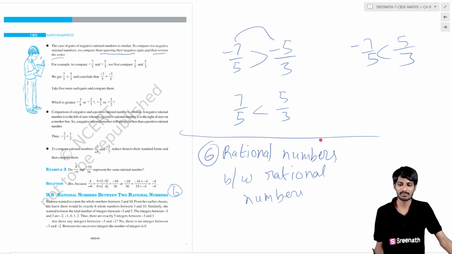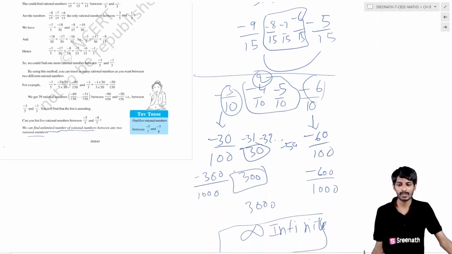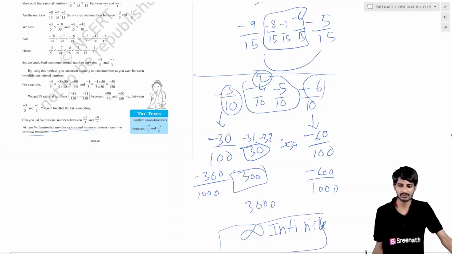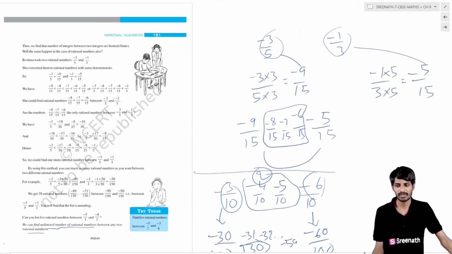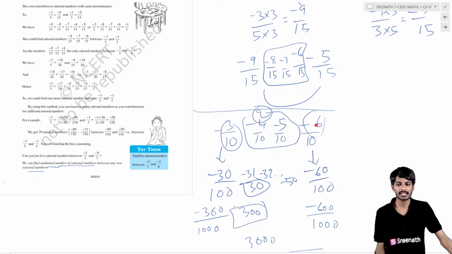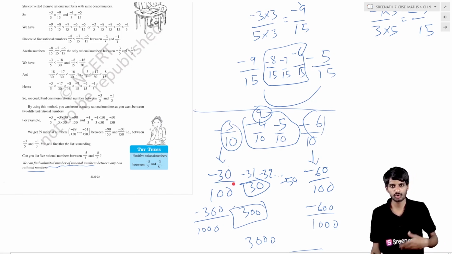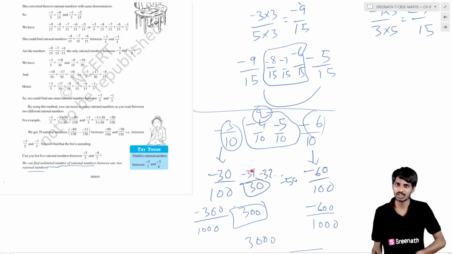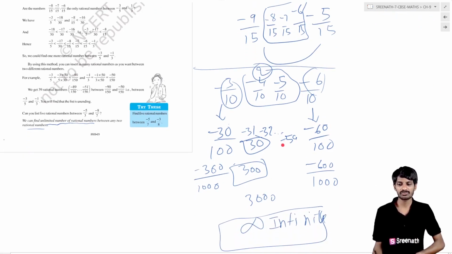And the sixth topic is rational numbers between rational numbers. We can find infinitely many rational numbers between two rational numbers. Why? Between minus 9 by 15 and minus 5 by 15, only 3 rational numbers are there. Similarly, between minus 3 by 10 and minus 6 by 10, only 2 rational numbers are there. But if you multiply both numerator and denominator by 10, these numbers take another form with a separate numerator and denominator. Then there are many numbers between these two rational numbers. In this way, you can get a lot of rational numbers between rational numbers.